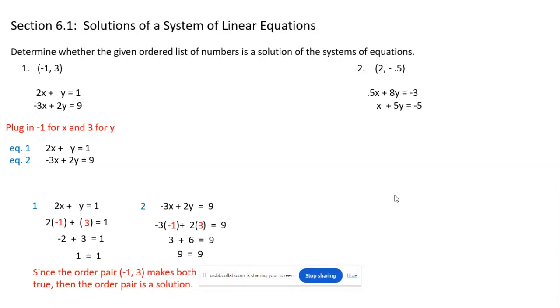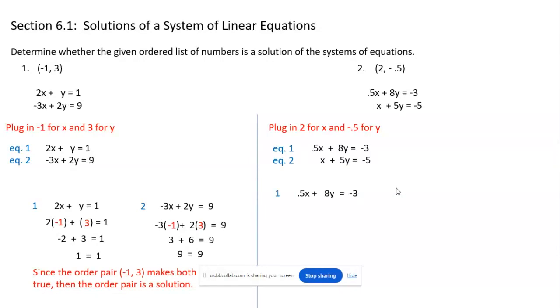All right, let's do example number 2. Now we have the point 2, negative 0.5. Let's do this process again. I have my first equation and second equation. Let's start with the first equation. For the first equation, I'm going to plug in 2 for x, and I'm going to plug in negative 0.5 for y.